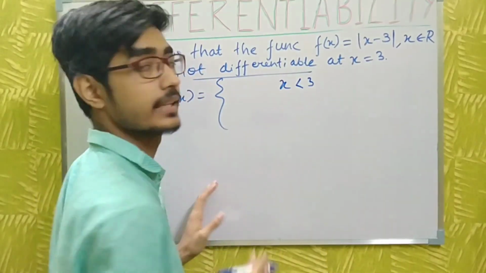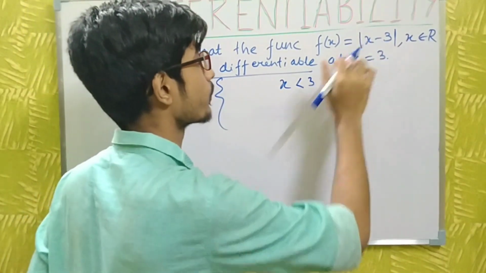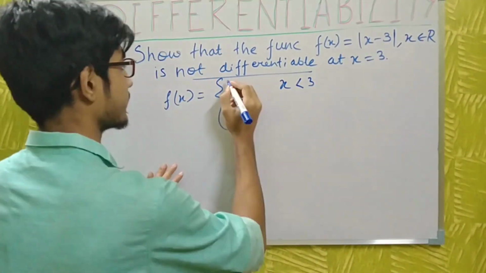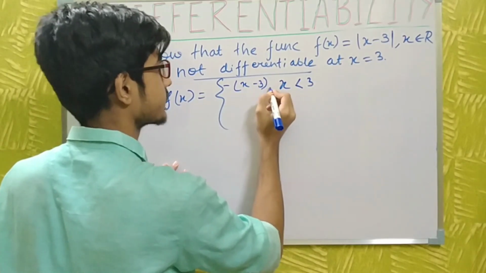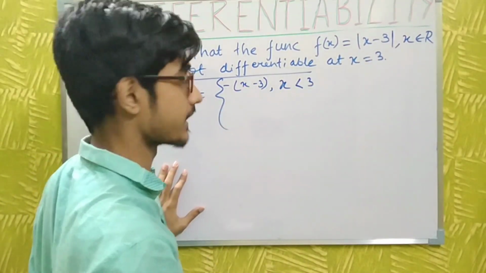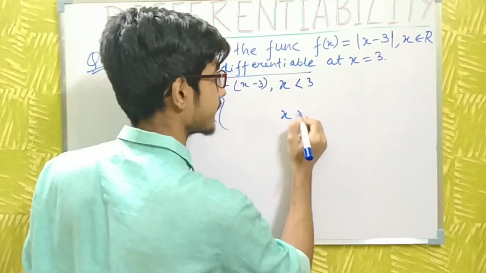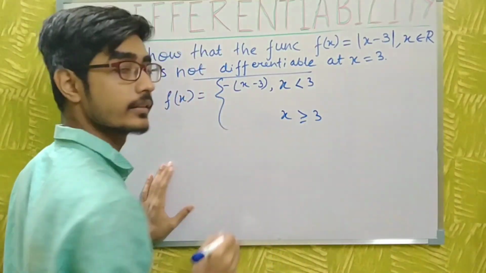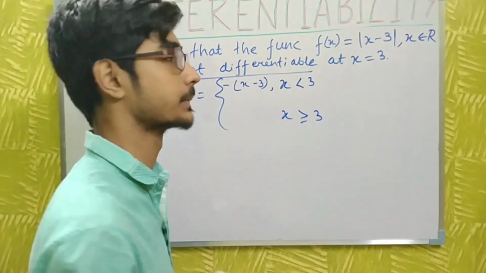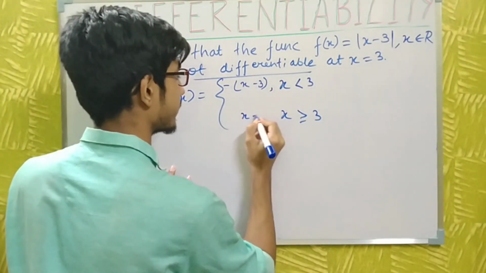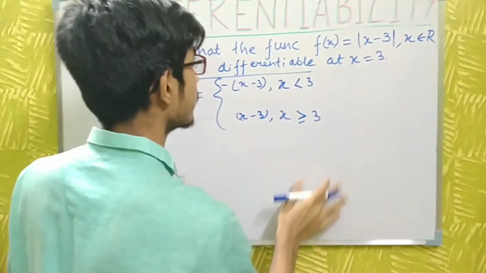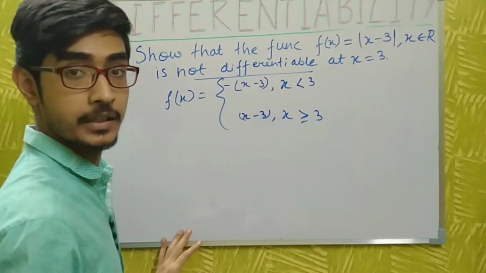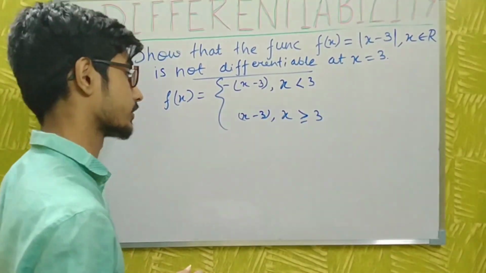At first I have to break this modulus function. When x is less than 3, the modulus opens with a negative sign, so it will be minus of x minus 3 when x is less than 3. And when x is greater than or equal to 3, the modulus opens with a positive sign, so it will be only x minus 3 when x is greater than or equal to 3.